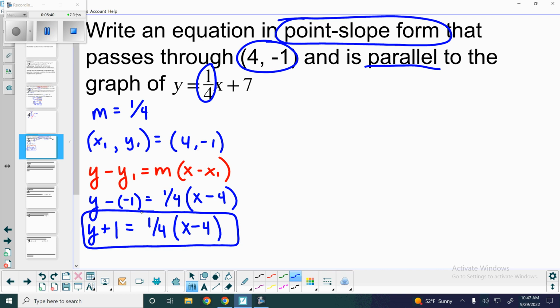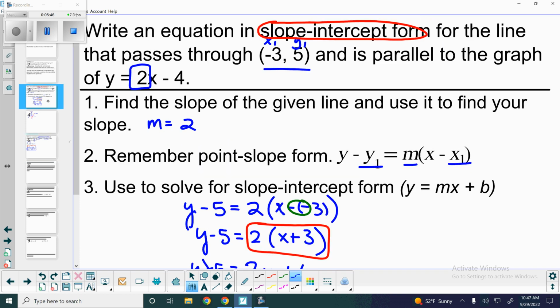So make sure you're reading. Don't make the same mistake that I almost did. Point slope form, versus the last one was asking for slope intercept form. It's always going to be very specific about what it's asking for, so make sure you read those directions.